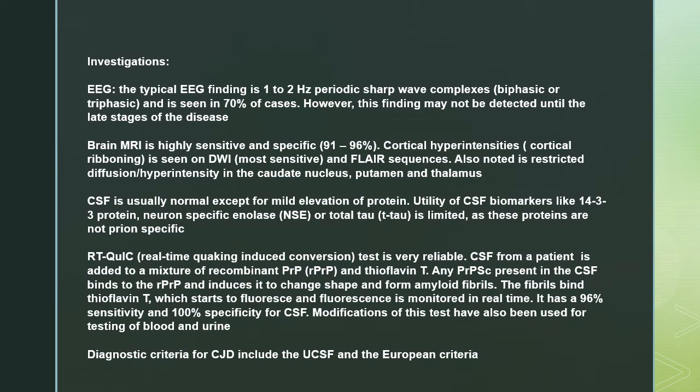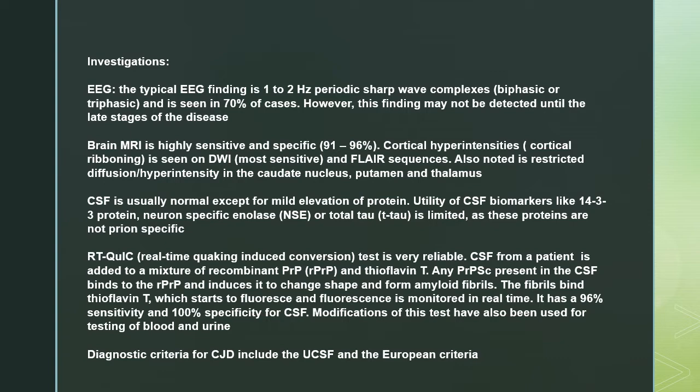Brain MRI is highly sensitive and specific, 91 to 96%. Cortical hyperintensities or cortical ribboning is seen on DWI, which is the most sensitive, and FLAIR sequences. Also noted is restricted diffusion/hyperintensity in the caudate nucleus, putamen, and thalamus. CSF is usually normal except for mild elevation of protein.